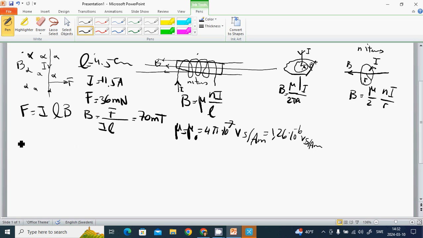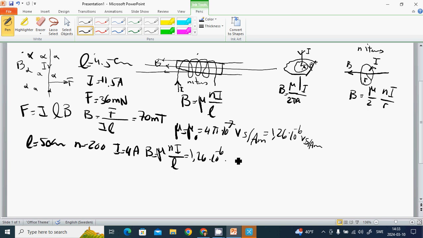If you have a plastic cylinder, L equals 50 cm, and we put 200 turns, and we have I equals 4 ampere. What is the B? It is this one, B equals mu N I divided by L, and mu is 1.26 multiplied by 10 power minus 6, 200 multiplied by 4 divided by 0.5, and it is 2 millitesla.